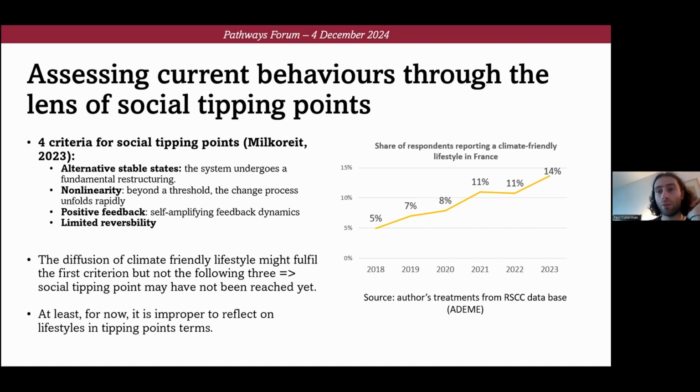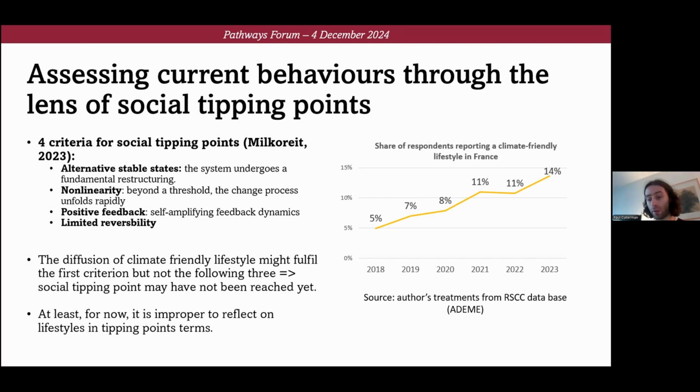So she says that to really establish that a social tipping point is being crossed, there needs to be evidence of alternative stable states. There needs also to be evidence of non-linearities. That means that beyond the tipping point, the trend has to change dramatically and accelerate sharply. There also needs to be positive feedback loops, meaning that those feedback dynamics will amplify and make for the acceleration. And there also needs to be limited reversibility, meaning that once the dynamic is started, you can't really stop it, at least not in the short run.